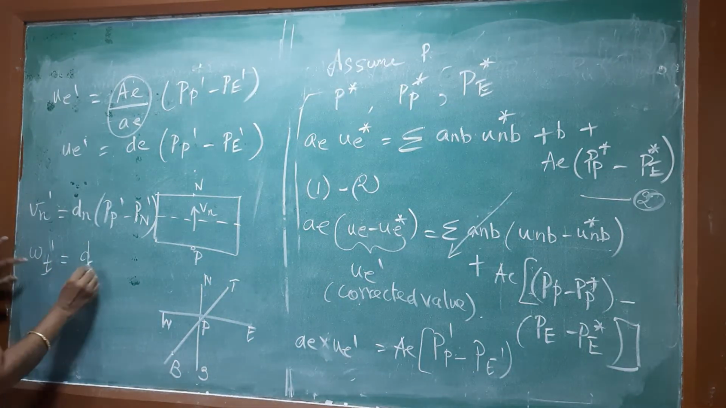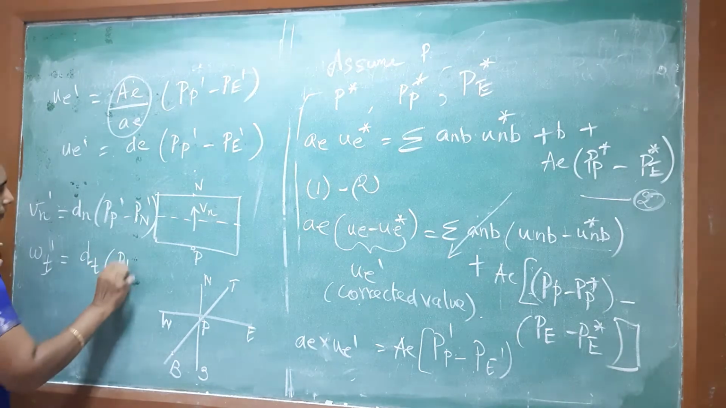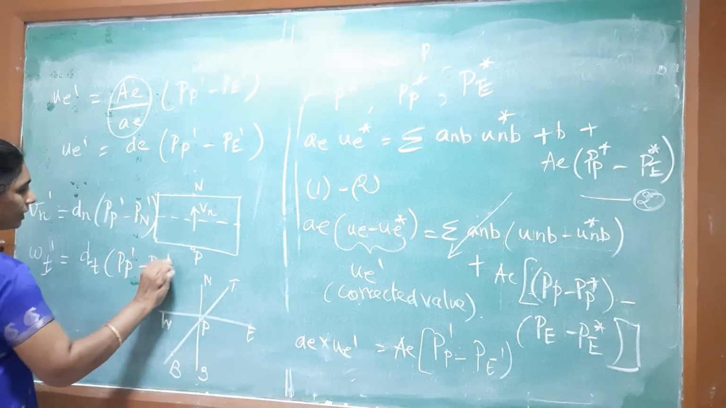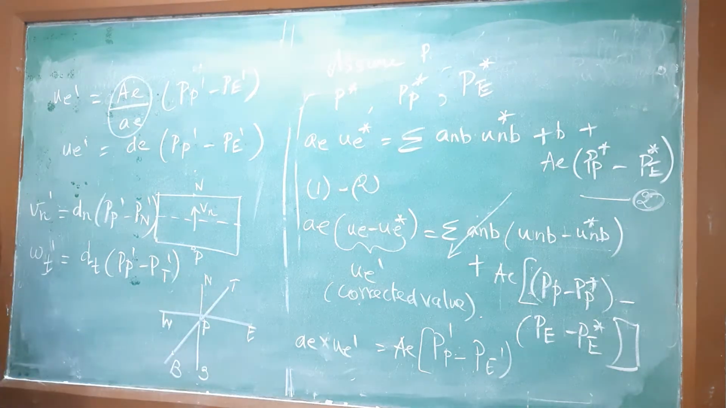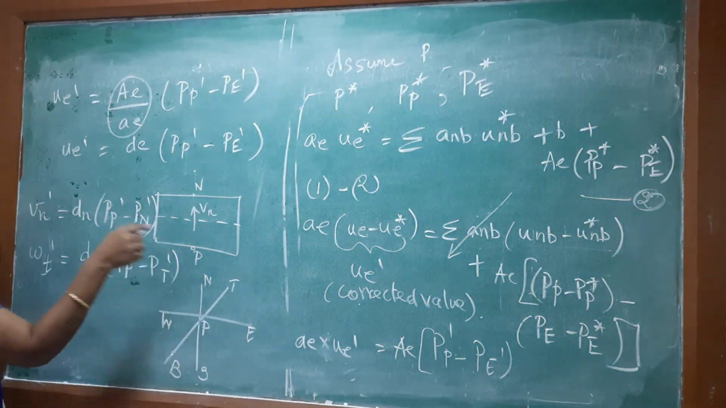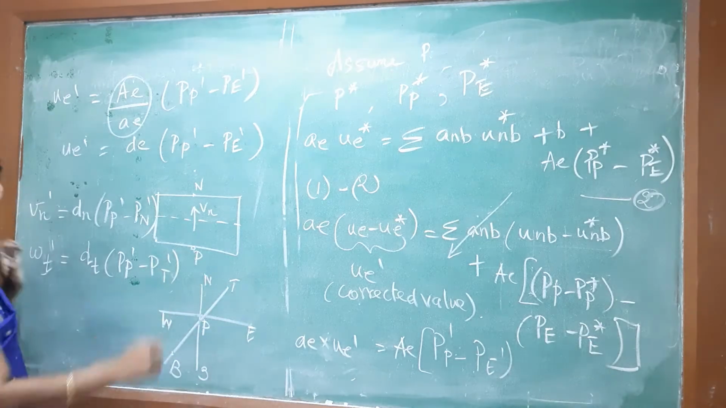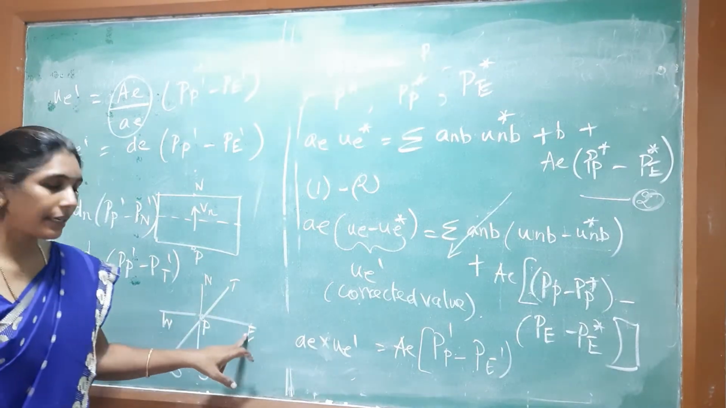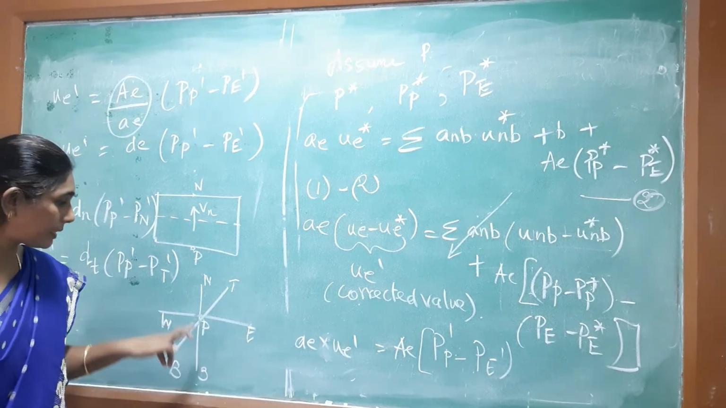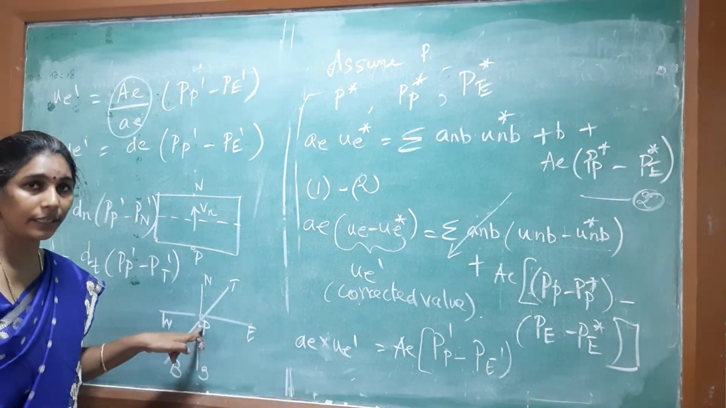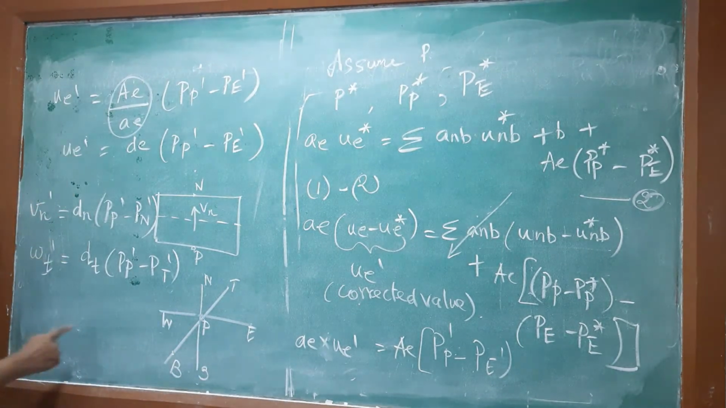So this is actually PP dash minus PT dash, right? Earlier it was PP minus PN. Here it is PP minus PT. It's pressure at point P minus pressure at T. I told you the neighboring points are going to influence the pressure fields at that particular point, right? So this is how it is.